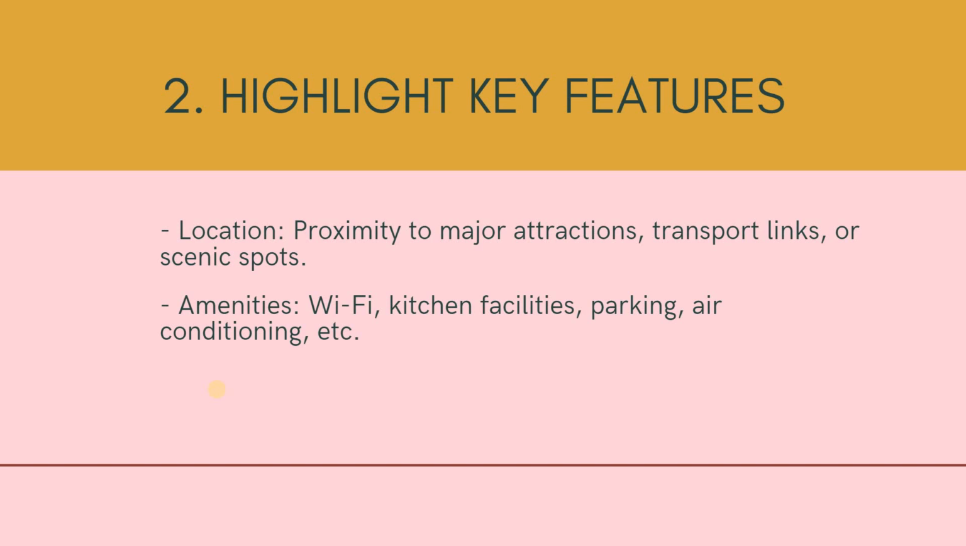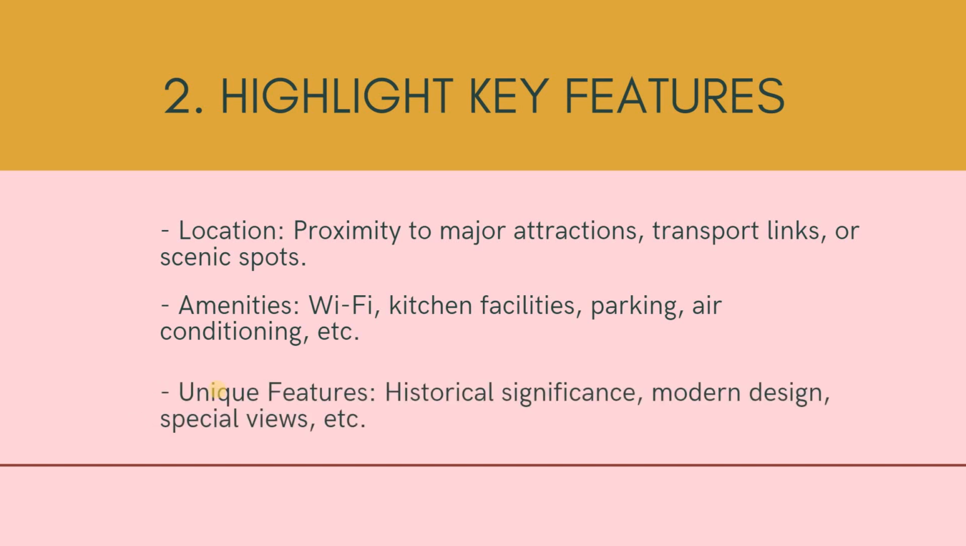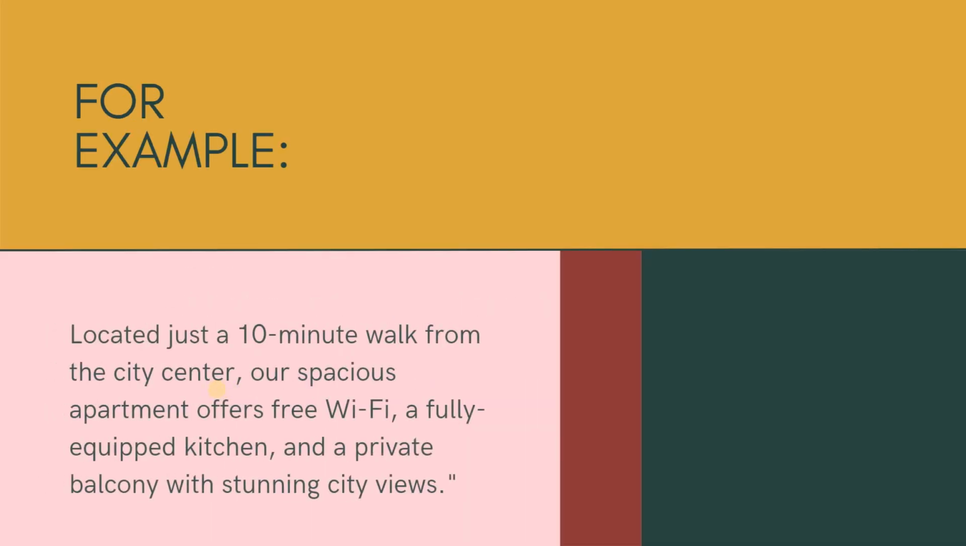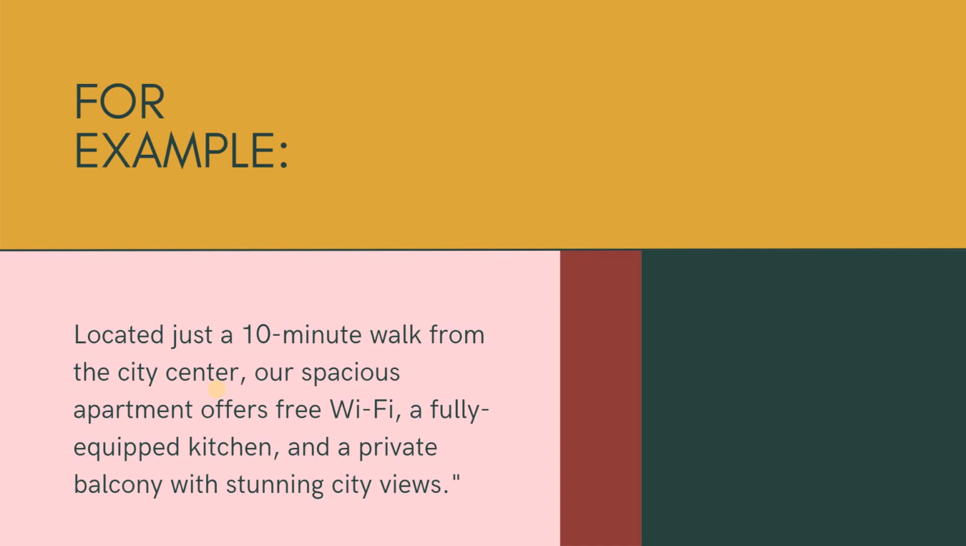Sometimes a guest will be looking for a particular place that has maybe kitchen facilities and a free parking space. So make sure that you highlight those features. And if there is any unique feature about your place or near your location, be sure that you put it in your description. So I'm going to give you an example. You can say, located just a 10-minute walk from the city center, our spacious apartment offers free Wi-Fi, a fully equipped kitchen, and a private balcony with stunning city views. This is really captivating for someone to read.